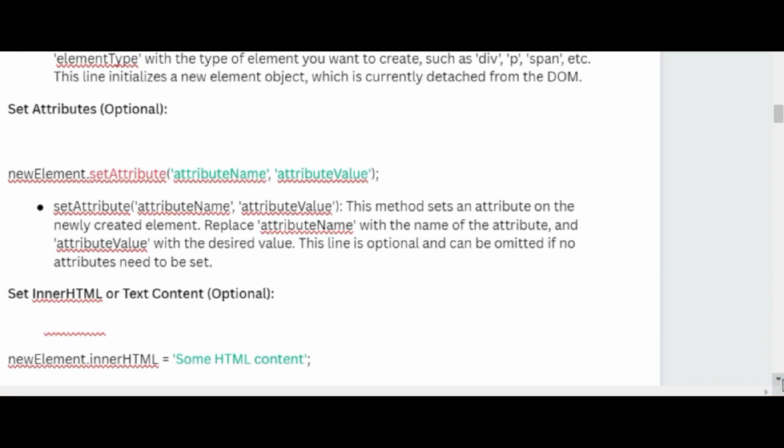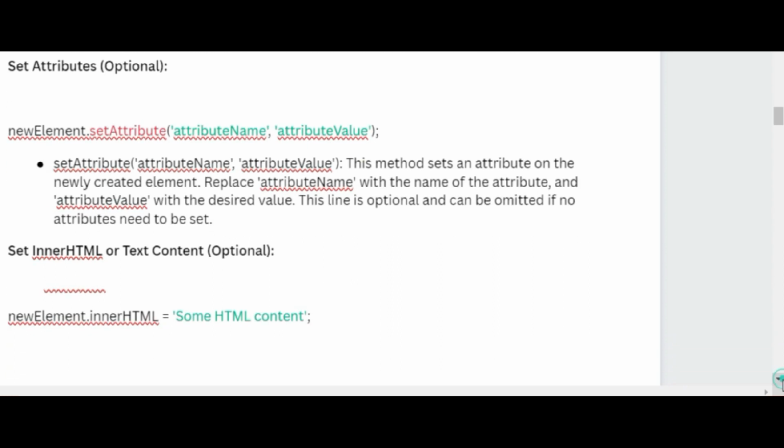Set attribute, optionally: newElement.setAttribute(name, attributeValue). This sets an attribute on the newly created element. Replace attribute name with the name of the attribute and attribute value with the desired value. This line is optional and can be omitted if no attributes need to be set.